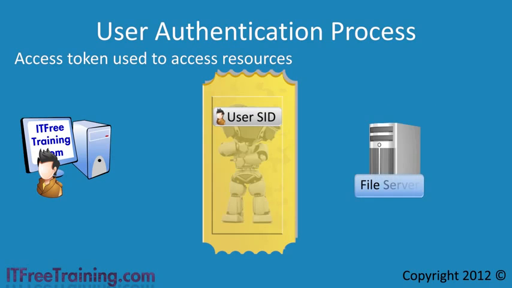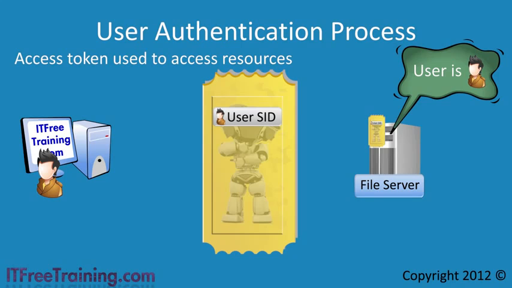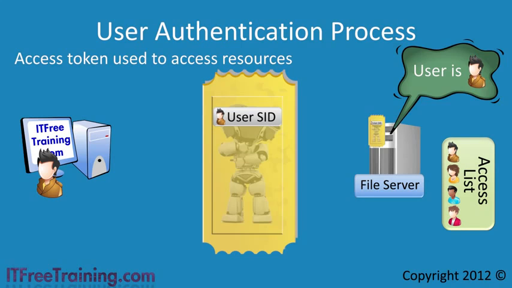When this access token is presented to another system, say a Windows server, the SID inside the token can be used by the server to identify who the token belongs to. The server will then look at its access lists to see if that SID has access.